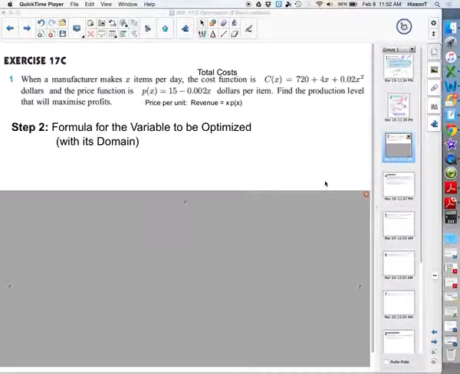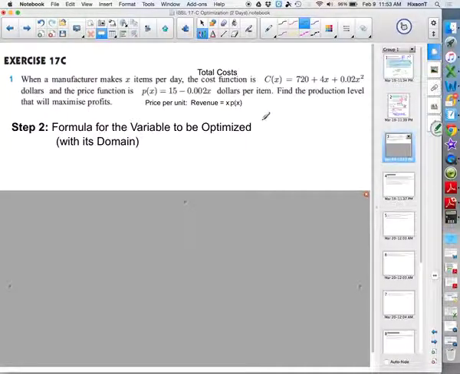And the price function is P of X equals 15 minus 0.002X dollars per item. Now what makes this a little bit tricky is that the costs are total costs. This is the price per item. Okay? So it says find the production level that will maximize profits. Now if you think about the concept of profit, we're wanting to maximize profit. Now, since P is already taken, we'll use a capital F here.